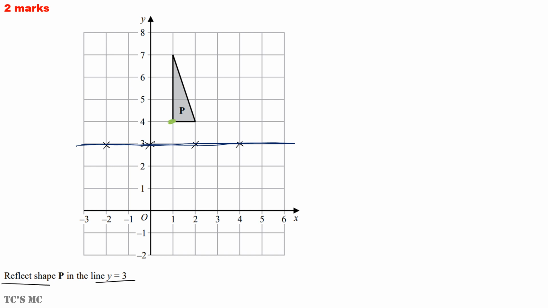This point over here is 1 square above the line, so we need to go 1 square below. This point over here is also 1 square above, so we need to go 1 square below. And finally, this top point over here is 1, 2, 3, 4 above, so we need to go 4 below. Now I'm going to join up all the corners with a ruler. For having the perfect reflection, you would get 2 marks. If you've reflected it, but not on y equals 3, but another horizontal line, you would get 1 mark.